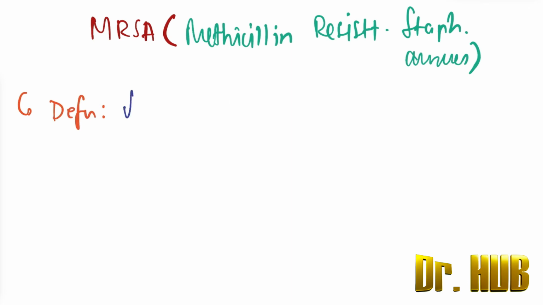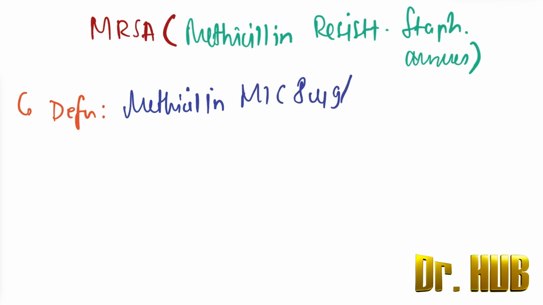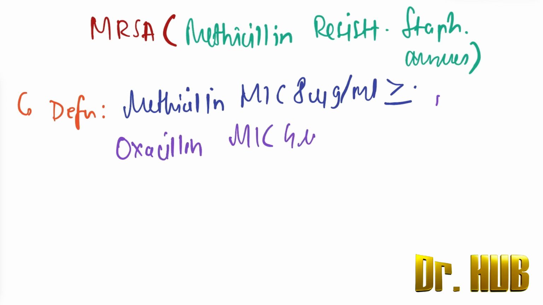So methicillin, that is nothing but the MIC of 8 microgram per ml or more, and oxacillin is the MIC of 4 microgram per ml or more. So there is a resistance.